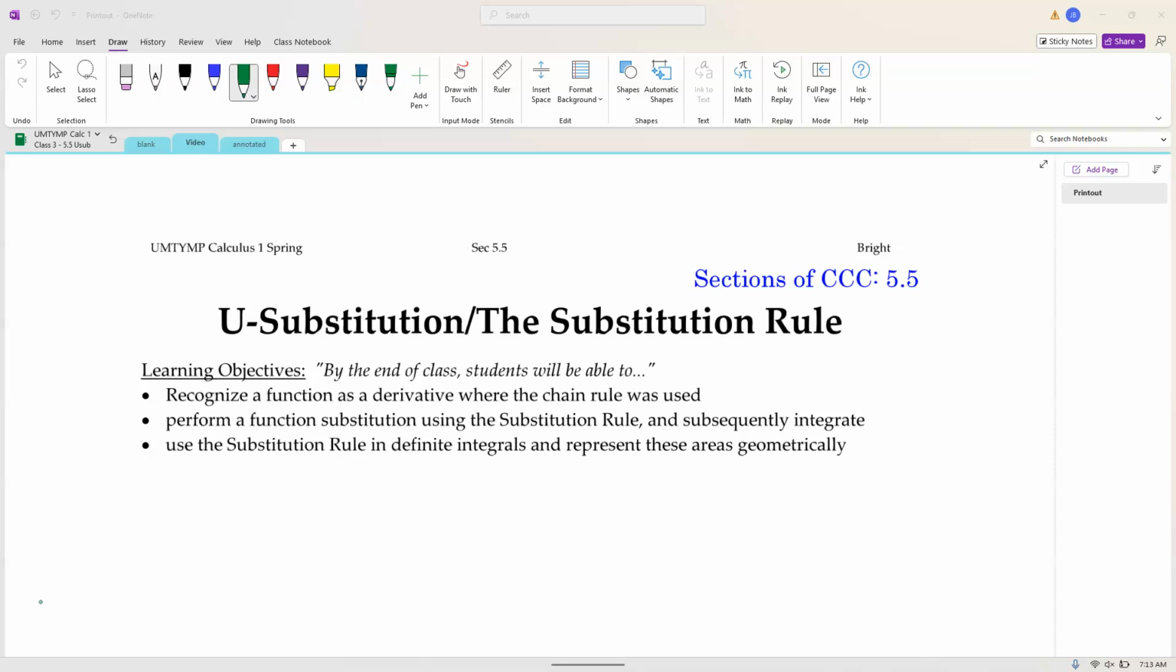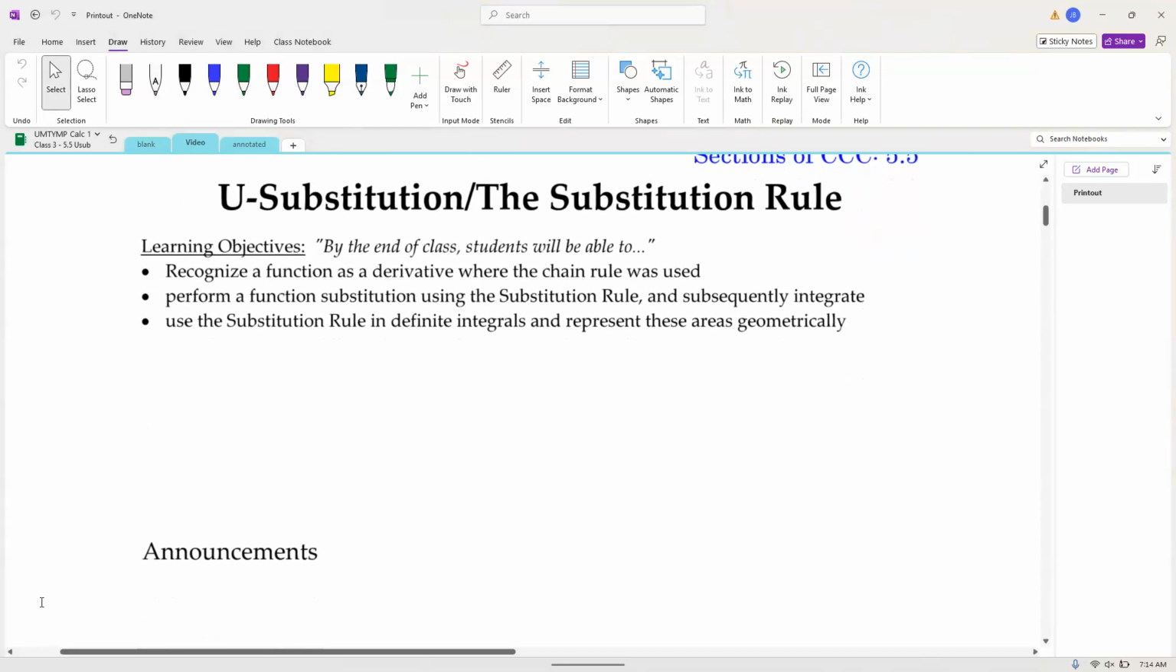And so our goals here are, first, to recognize that the function that we're trying to find the antiderivative of was found using a chain rule. So if we differentiated a function, we had to do a chain rule, and then we were trying to reverse that. And then use the substitution rule. And then finally, we're going to use the substitution rule with definite integrals and understand how that changes things geometrically as well.